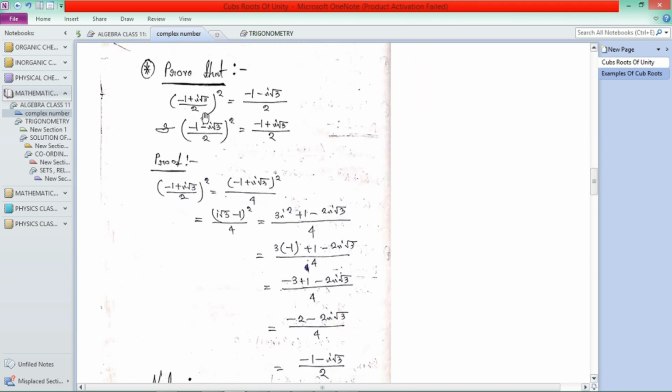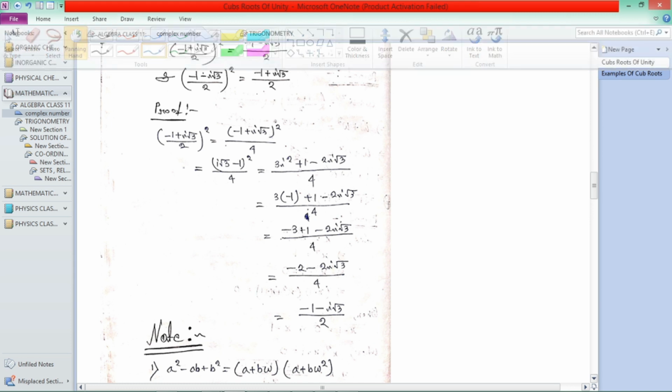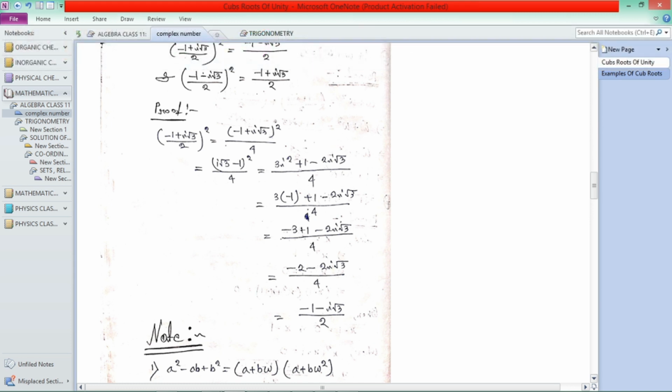And the proof that the square of minus 1 plus i root 3 by 2 equals this, and minus 1 minus i root 3 by 2 equals this: these two values, omega and omega bar, are squares of each other. So this is the proof. The whole square of minus 1 plus i root 3 by 2 equals minus 1 minus i root 3 by 2, and in this way you can also prove these things. I assume that you understand these things also. This is very general, it's not difficult to understand properly.